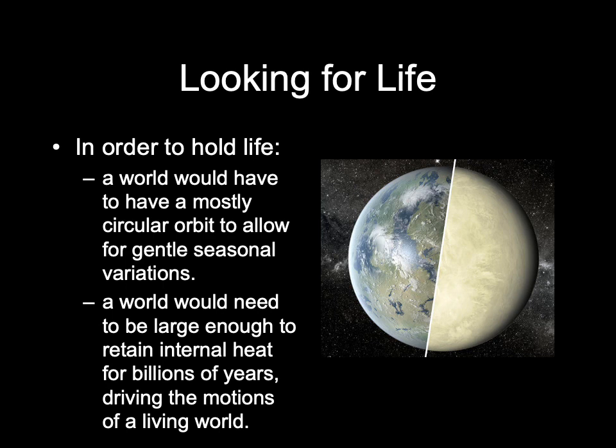And then, what are some other criteria to hold life? Well, a world would have to have a mostly circular orbit. And why do I say that? Well, because we don't want really dramatic differences in temperature over the course of the seasons. So, for example, we have seasons here on Earth, and we're tilted at about 23.5 degrees. But the seasons in the northern hemisphere and the southern hemisphere follow similar temperature changes. But if we had a wildly different elliptical orbit, say where we got much closer to the sun at one part of the year and then much further away at the other part of the year, then the seasonal variations would be drastically different and maybe not as hospitable for life to evolve.